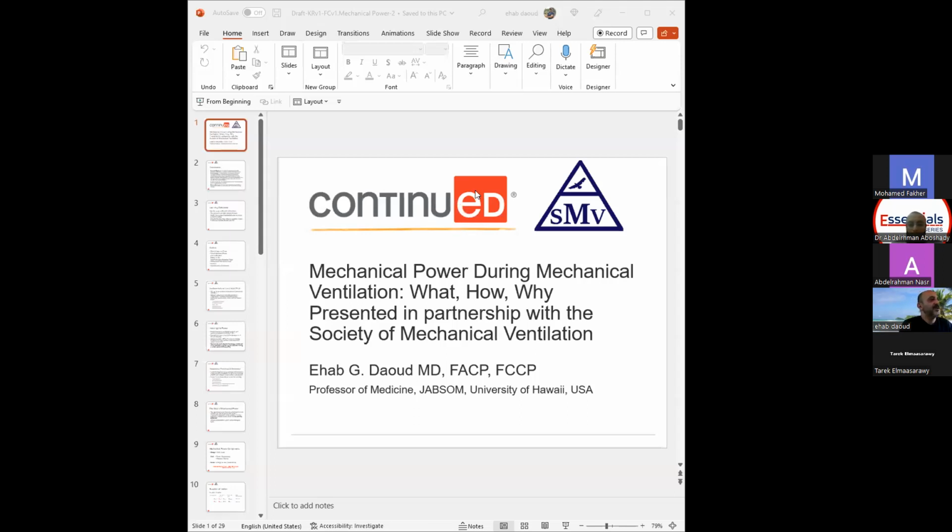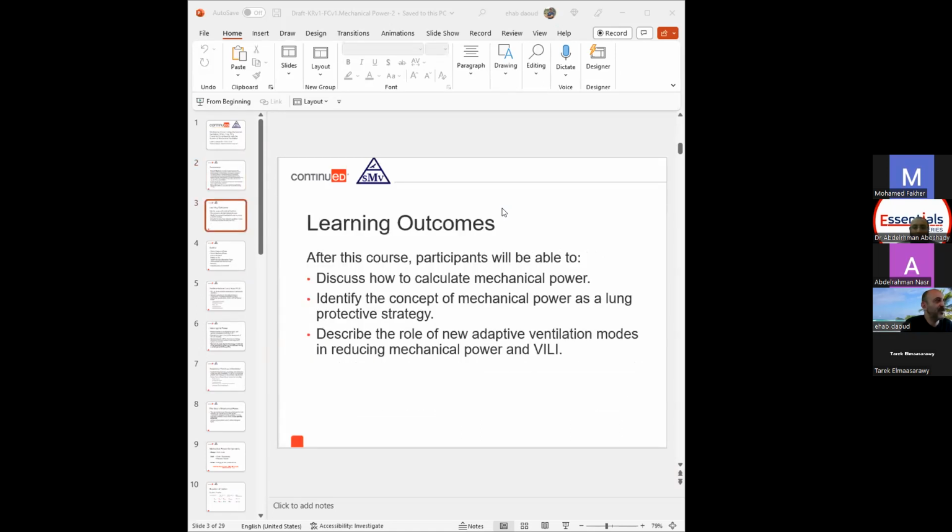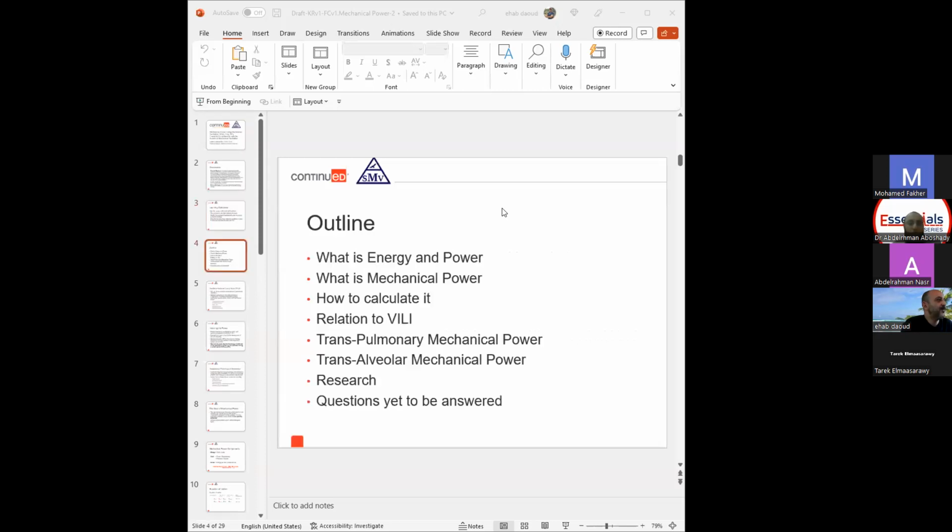But let's talk about what mechanical power is, how we measure or calculate it, and why we even bother with that term. I don't have any financial disclosures to share about that topic. So we'll quickly go through, before we talk about power, the definition of energy and the definition of power, how to calculate mechanical power, why mechanical power is important, and its relation to ventilator-induced lung injury.